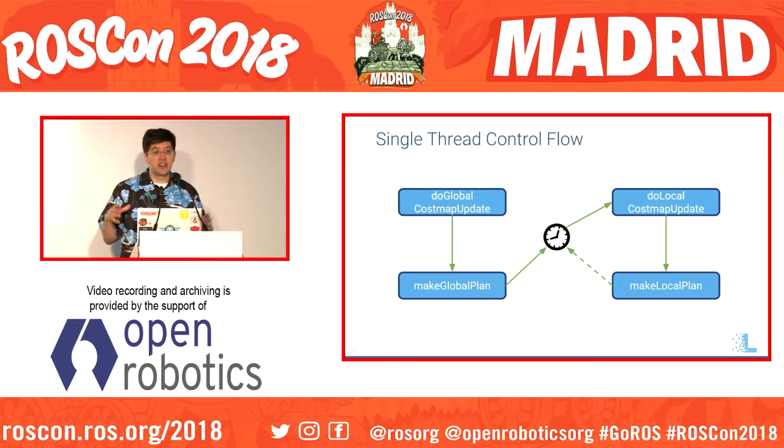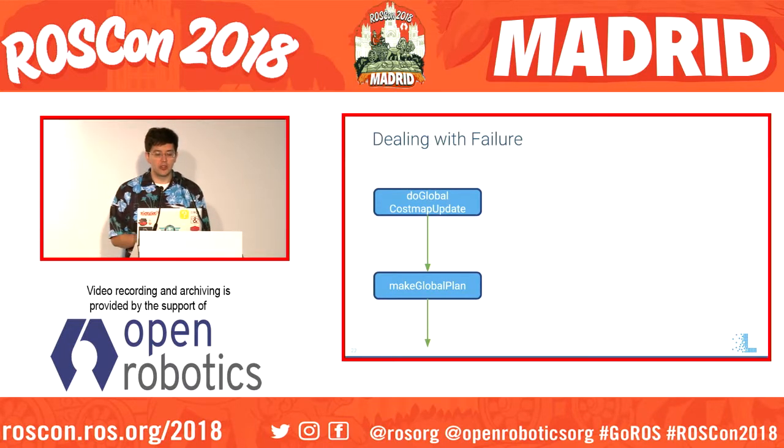Now this is something, the single thread version, that you can't do in MoveBase. But this is what happens when everything is working well. And what you want to be able to do is control when things don't go well. So how do you deal with failure? So let's say your global planning fails.